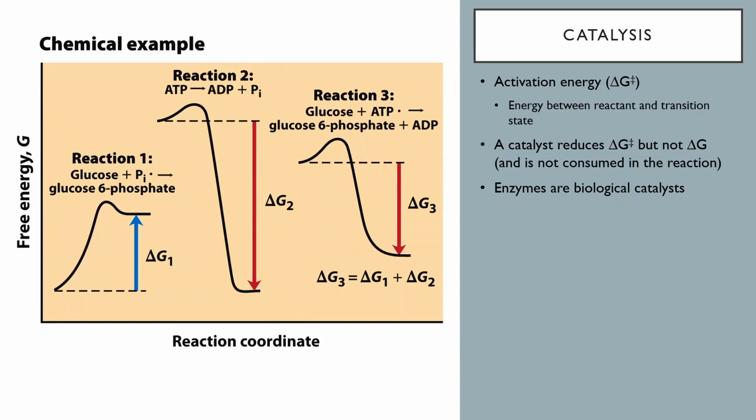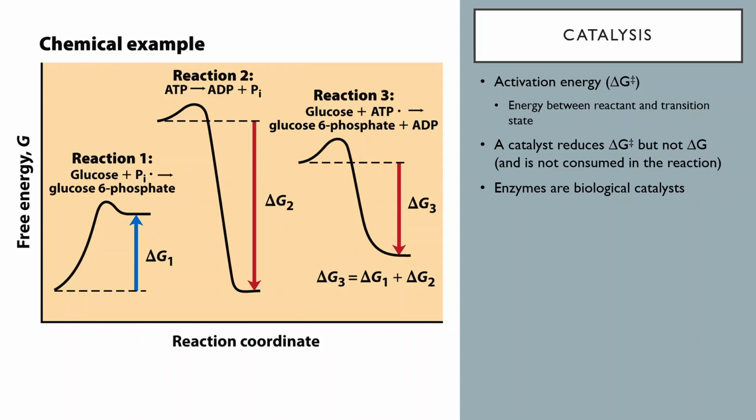So we need a way to speed up these reactions. That's what activation energy does. It doesn't change the net delta G, but it does change the speed of the reaction. So reactions with large activation energies proceed very slowly, even if they are exergonic.